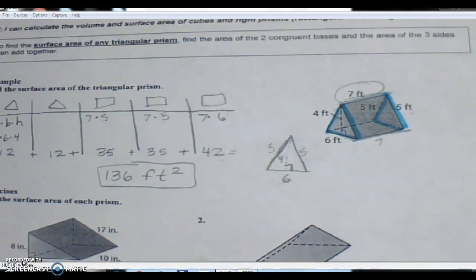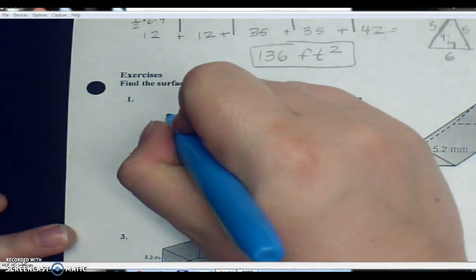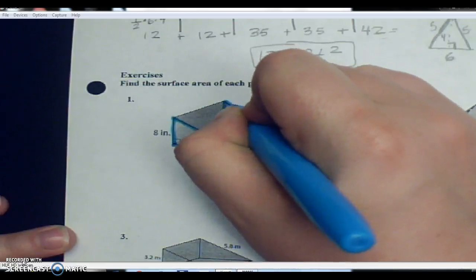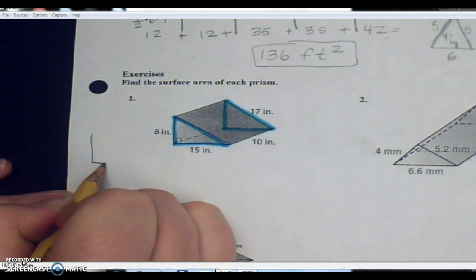So let's move down and do another one. If you're having trouble seeing the triangle, highlight it. So I'm going to highlight my triangle, the very first thing. There's a triangle, and there's the back triangle. And I'm going to come out to the side and draw my triangle. I think it helps to draw it to pull it out.